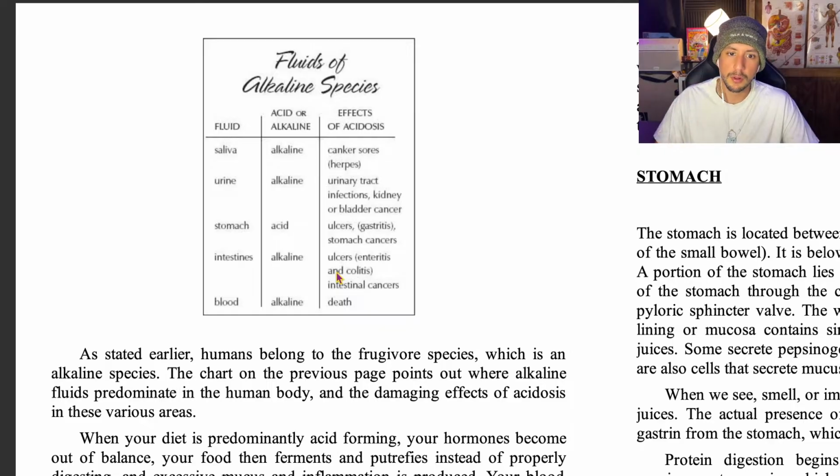The fluids of alkaline species, right here you'll see alkaline saliva, alkaline urine. We went through this in the first video. I have it on my channel, and it breaks down how carnivores have acidic saliva, not acidic saliva, but acidic urine and all these other things. But in general, everything has an acidic stomach. Even a cow that eats leaves has a somewhat acidic stomach to start a fermentation process, so you can digest all that. But as always, the intestines and blood are always going to be alkaline.